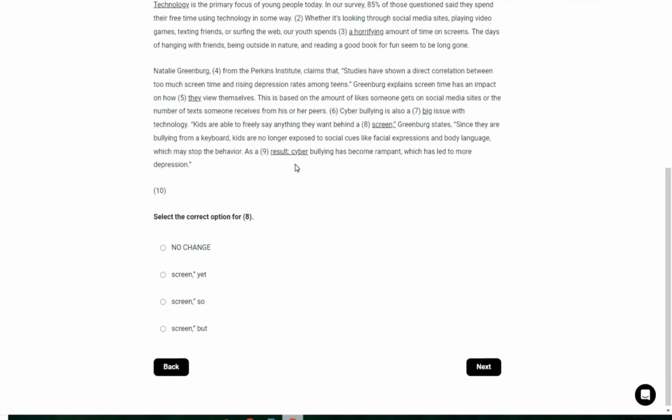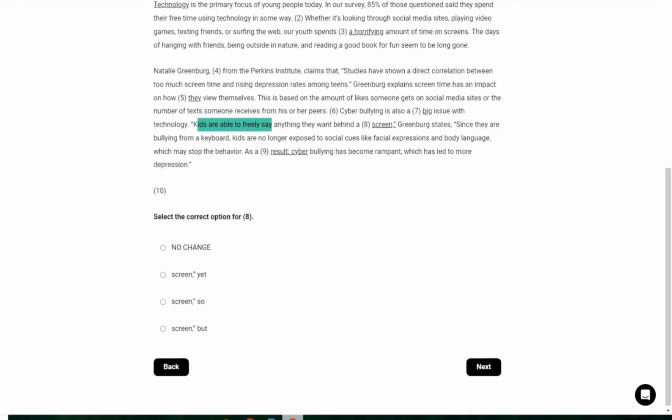Kids are able to freely say anything they want behind a screen, and we have a comma, and then we have an end quote. Greenberg states, a comma and an end quote. So our first choice would be no change. We'll come back to that. Here we have a screen, comma, and then the end of a quote, and we have yet. So yet Greenberg states, well, this is since they are bullying from a keyboard.